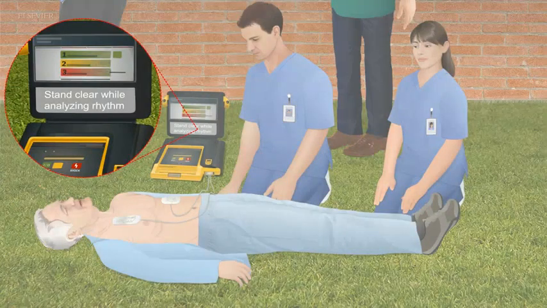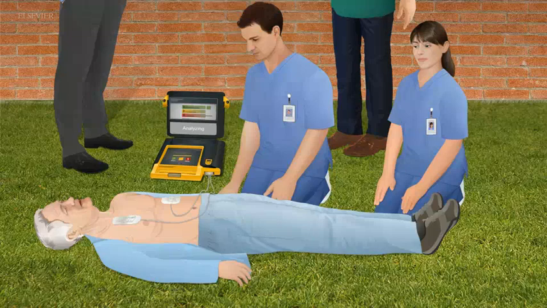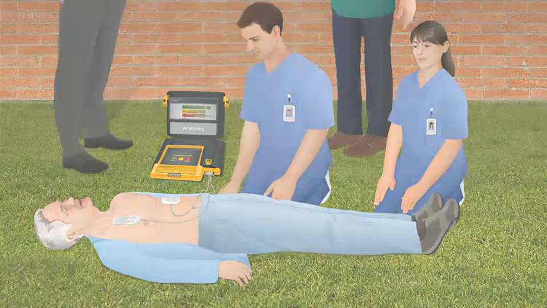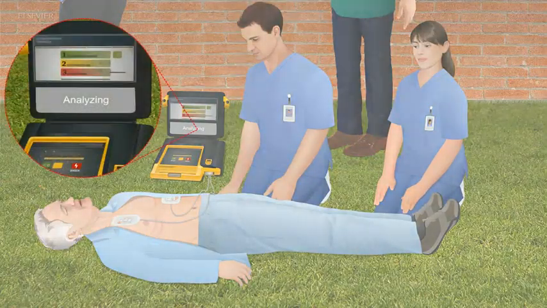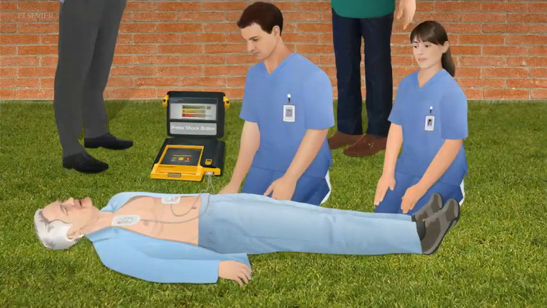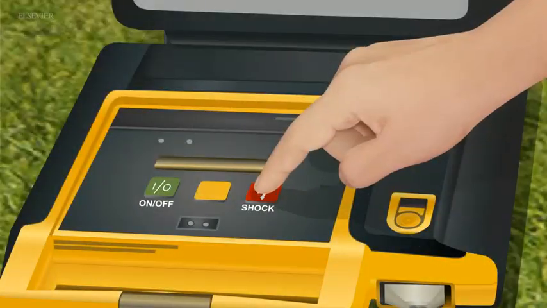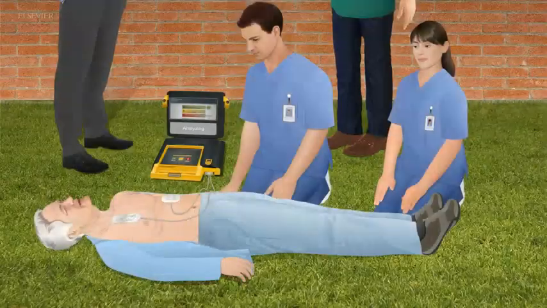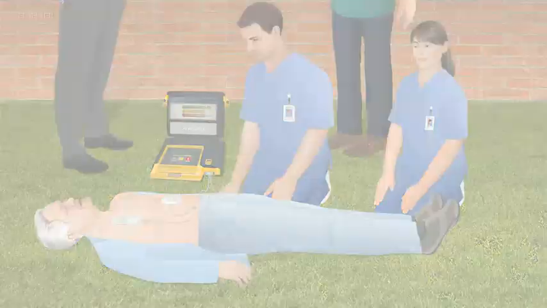Allow the AED to analyze the heart rhythm. Press an analysis button if prompted. Wait for the AED to analyze the rhythm. Before pressing the shock button, announce loudly to stand clear of the patient and perform a visual check to ensure that no one is in contact with the patient.